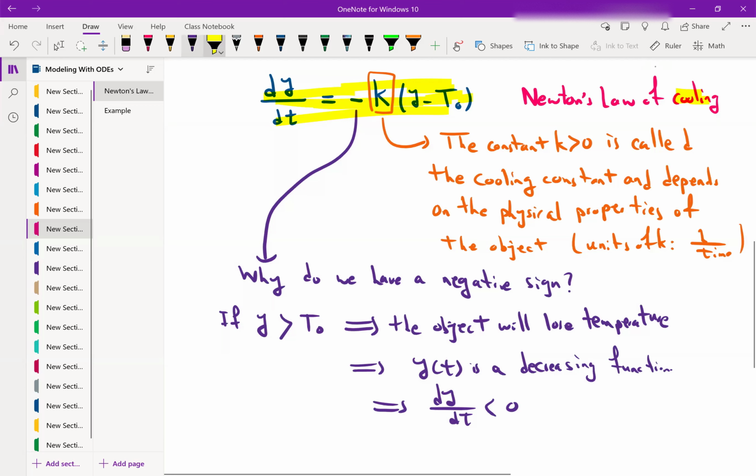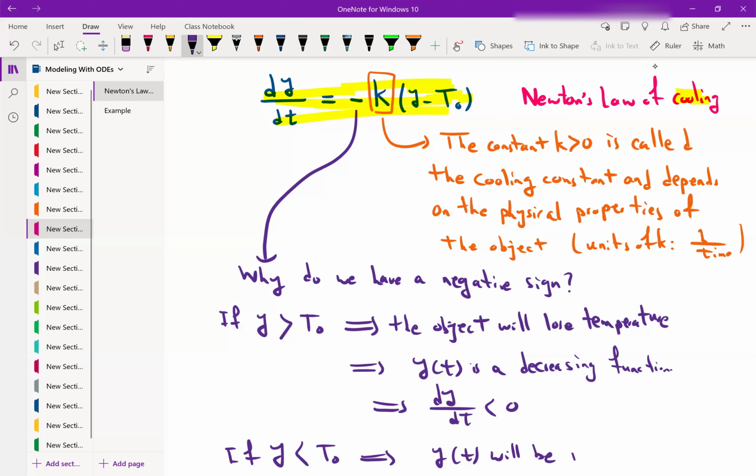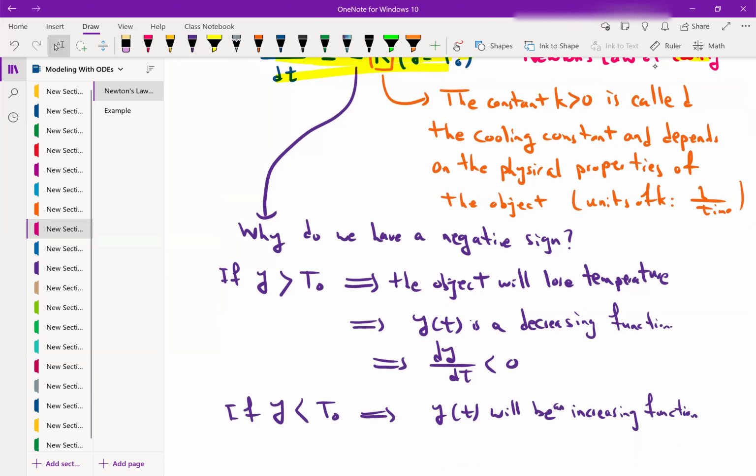So let me also explain that case. If y is less than T naught, you have a glass of cold water, then the expectation is that y of t will be an increasing function in this case. The water becomes warmer as time passes by, right?